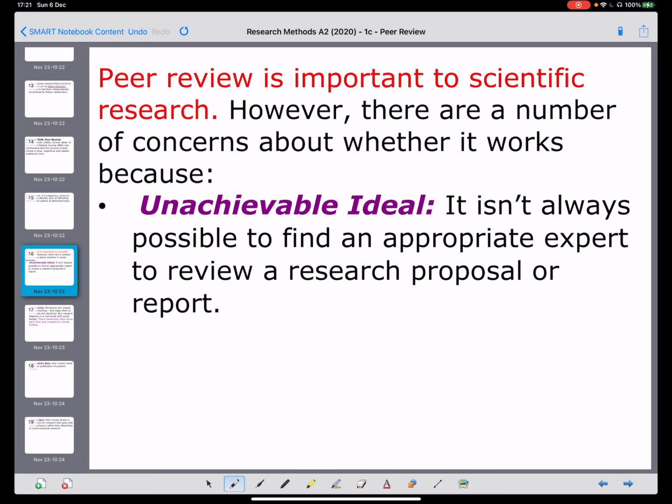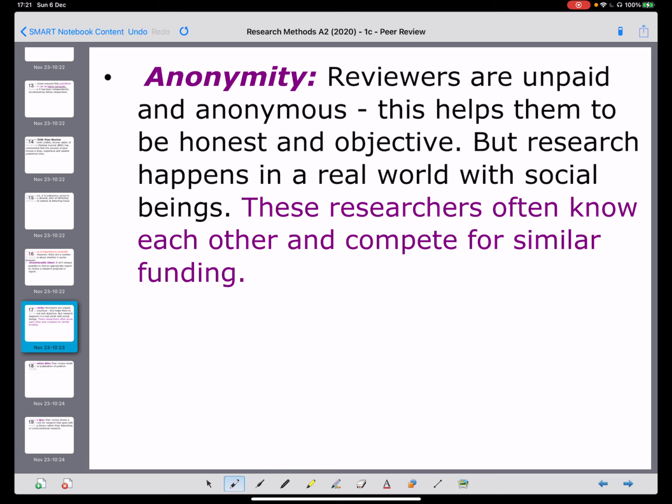So the first one is this concern that it's an unachievable ideal. It would be absolutely brilliant if somebody who's an expert looks at my work and is able to give me context, perhaps give me suggestions, and check that everything's right. But of course, it's not always easy to find an expert. Certainly, if I'm trying to do cutting edge research, there's not going to be somebody who's an expert in that particular field. So it's an unachievable ideal.